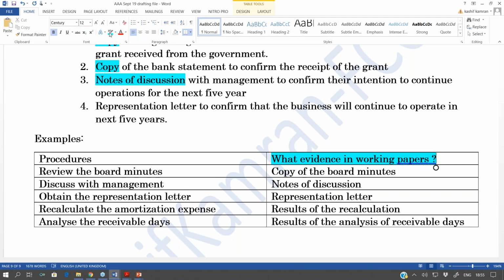Is everyone clear with that? Any management document in the working paper file will have the word copy. Is that clear with everyone? And if the auditor is discussing something with the management, then what will we have?